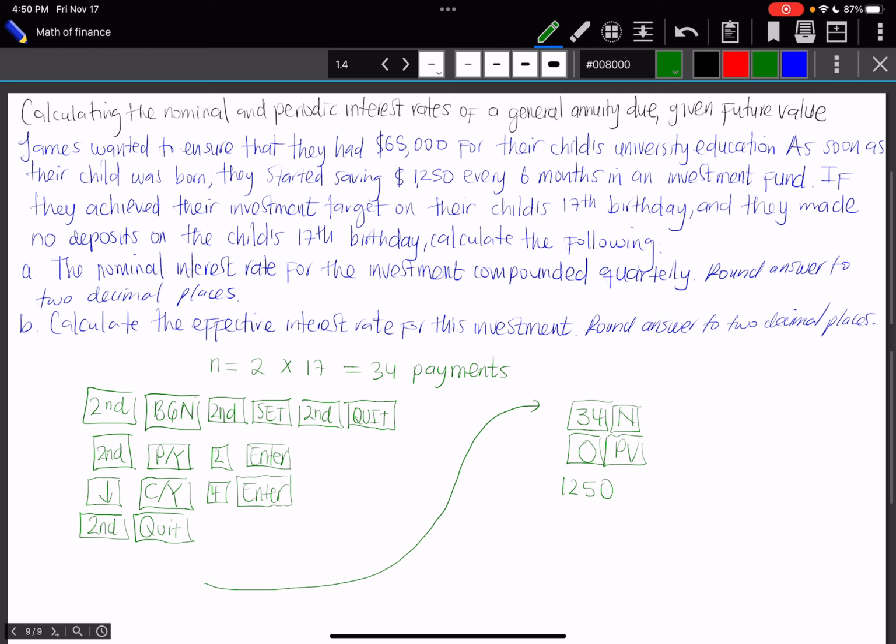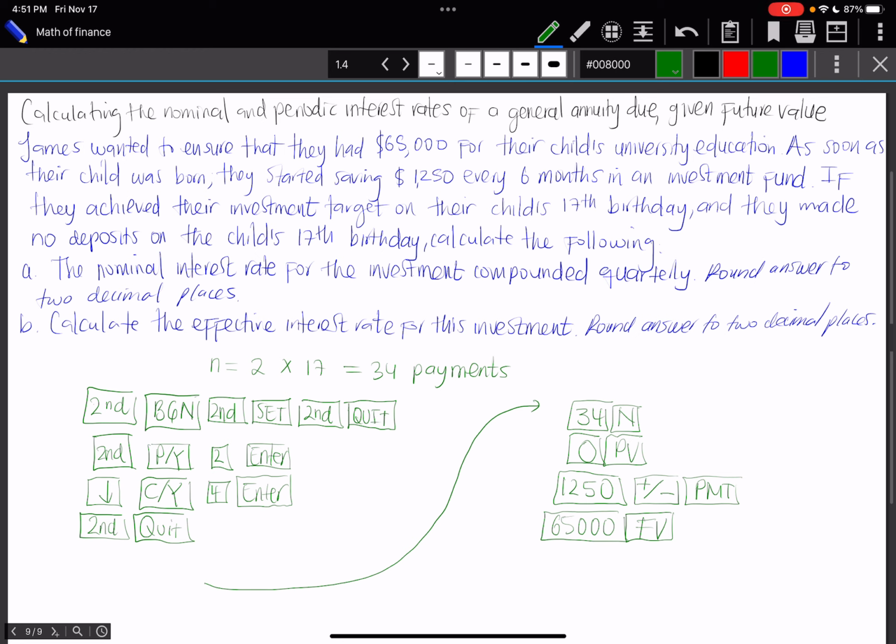So we type in $1,250. And then we press on plus minus. And then PMT. Those are the periodic payments. And the final value of the annuity is $65,000. So we type in 65,000. And then we press the button FV for future value of the annuity.